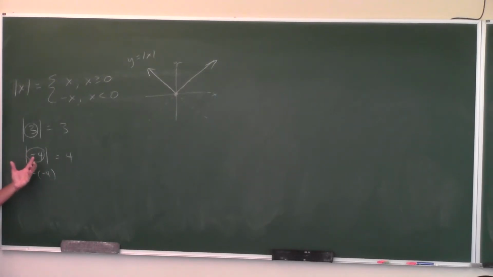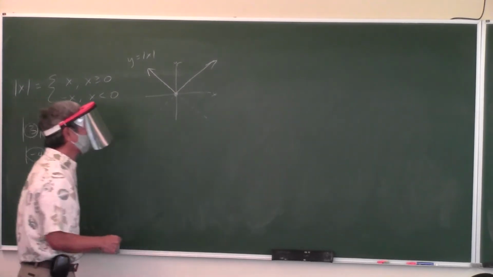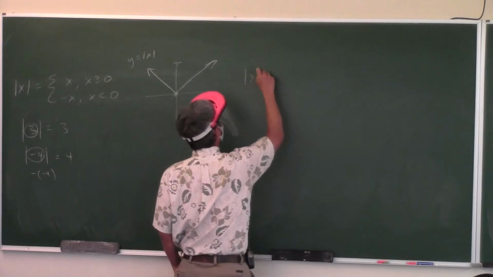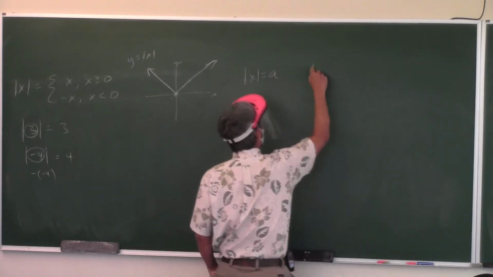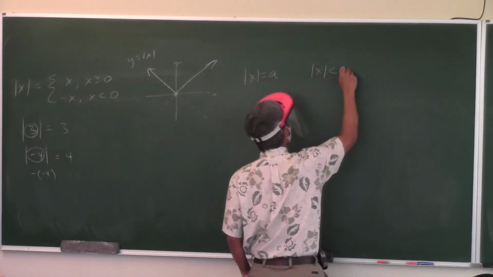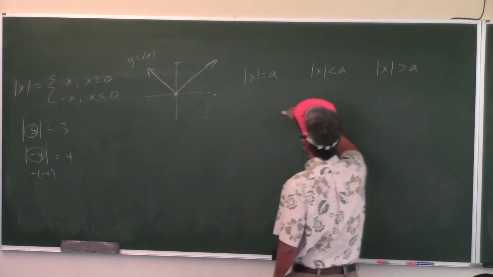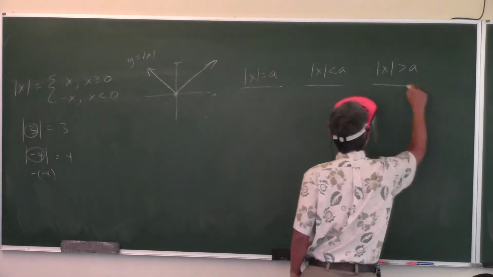That's why the answer always comes out positive. You guys understand this? Because if you don't understand this, you're going to have a hard time. Plus, you also have to know the difference between or and and. Okay, so let's take a look at 3 situations, and these are all in the notes, by the way. Absolute value of x equals a. Absolute value of x is less than a. Absolute value of x is greater than a. Okay, let's examine each of these.